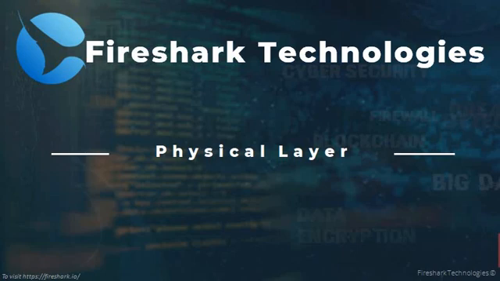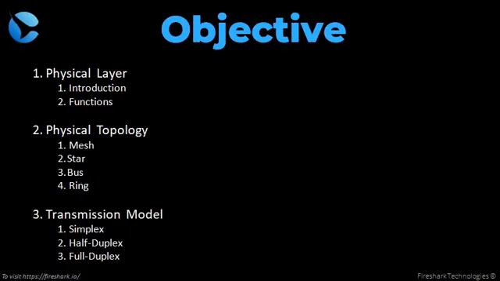Now we have discussed the OSI model in our previous video. In the coming videos we will briefly describe the function of each and every layer in the OSI model. Let's discuss. These are the objectives that we will cover today: the physical layer and its function, physical topology, and transmission mode.